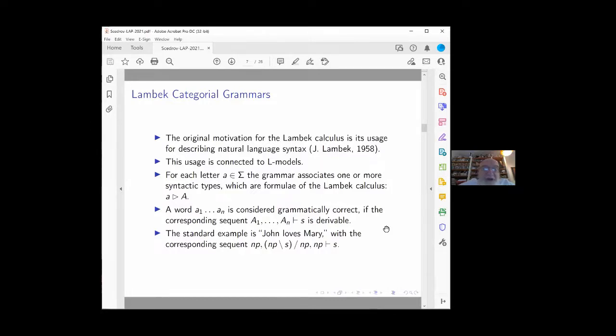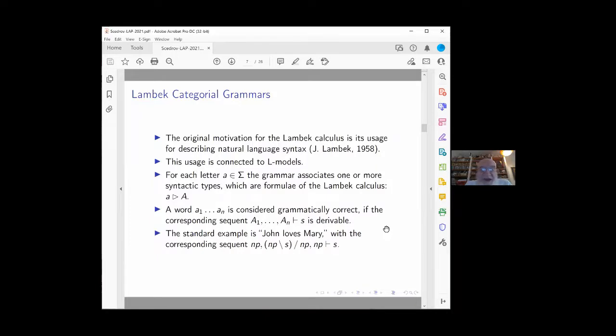So for each letter A in sigma, the grammar associates one or more so-called syntactic types, which are actually formulas of the Lambek calculus. So let's say the letter A is associated to formula A. And then a word, A1 through AN, is considered grammatically correct. This is syntax. If the corresponding sequent is derivable.